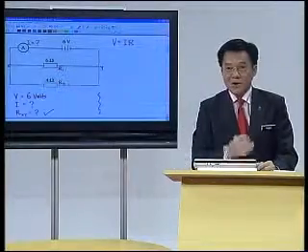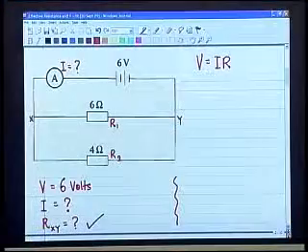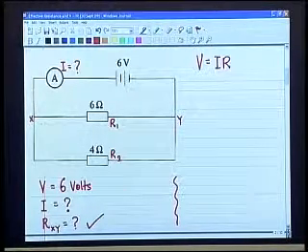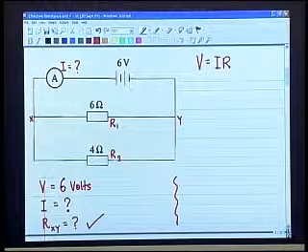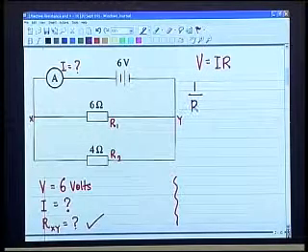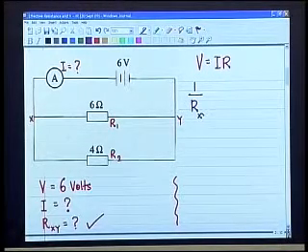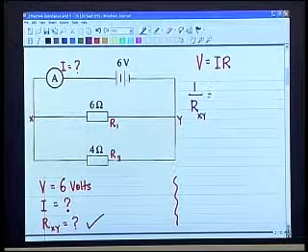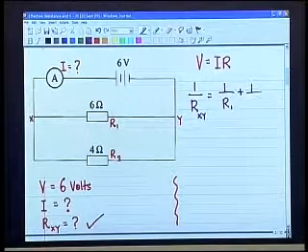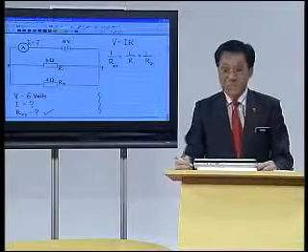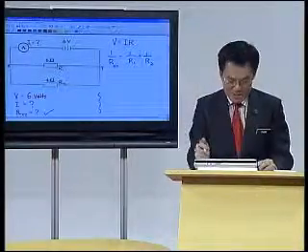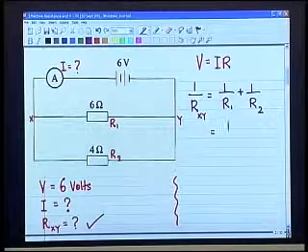Now let me guide you how to calculate RXY. RXY is the effective resistance between X and Y in parallel. There is one equation: 1 over R, in this case between XY, equals 1 over R1 plus 1 over R2. This is very simple, but you must be very careful. You must not make any mistake. So what is R1?